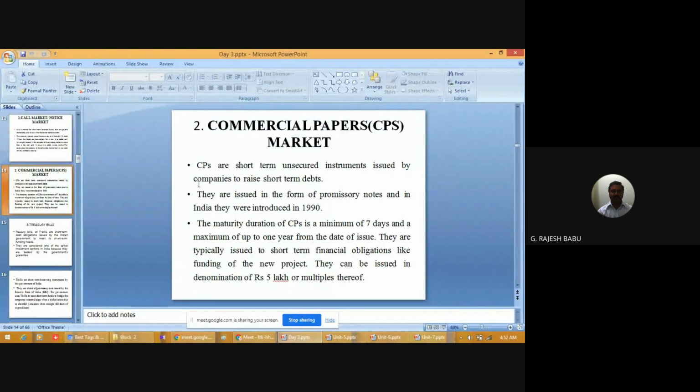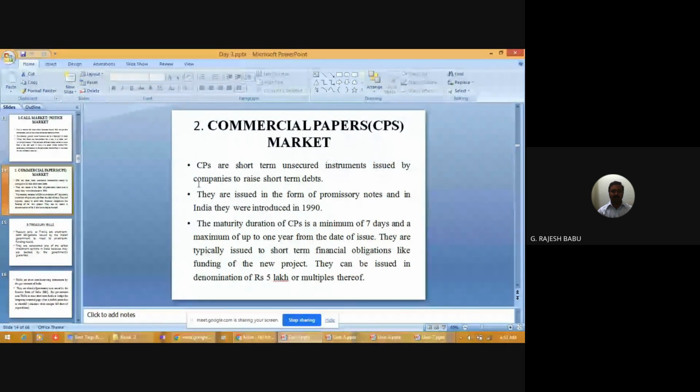The maturity duration of commercial paper is a minimum of 7 days and a maximum of up to 1 year from the date of issue. They are typically issued for short-term financial obligations like funding of a new project.